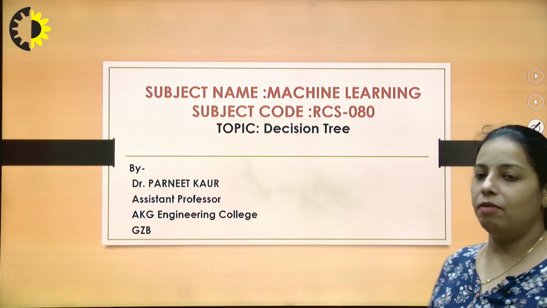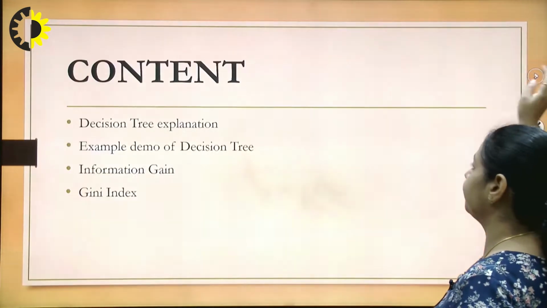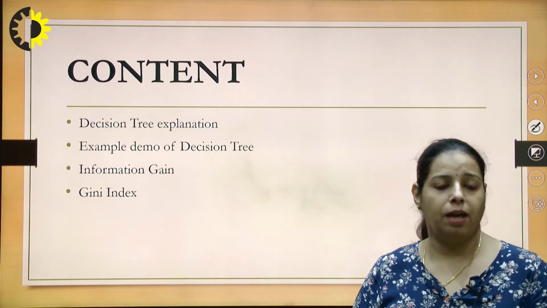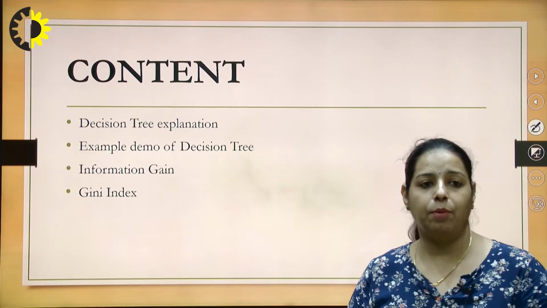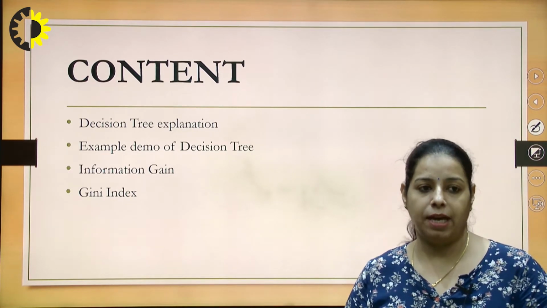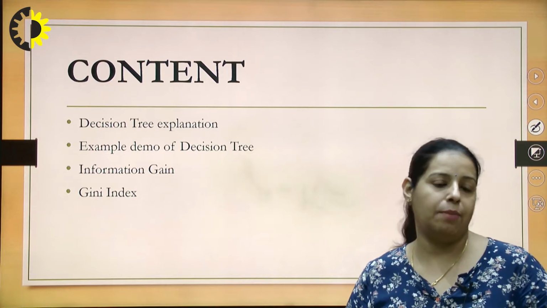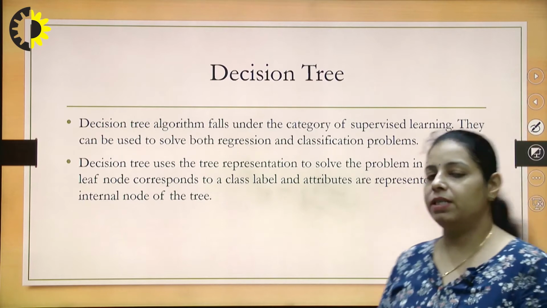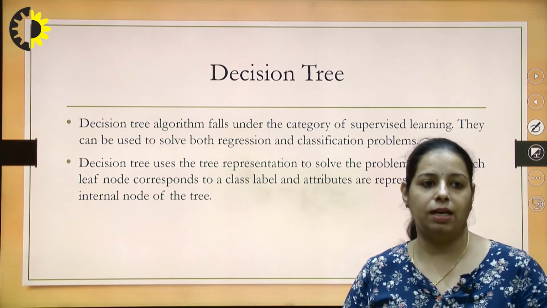So the agenda of this presentation is, we are going to discuss the decision tree explanation. Then we will see a demo of a decision tree with an example. Then the concept of information gain and Gini Index with some more demo examples. So let's proceed. Let's first see what actually a decision tree is.